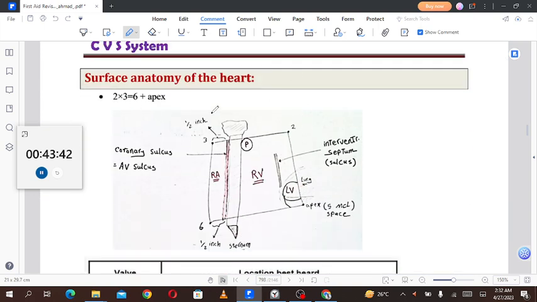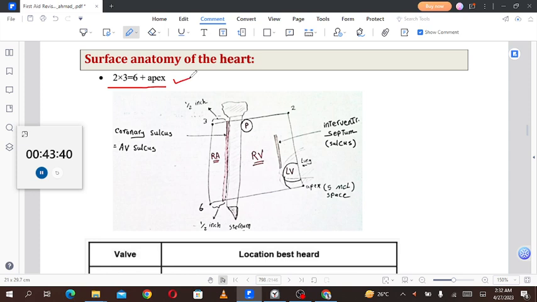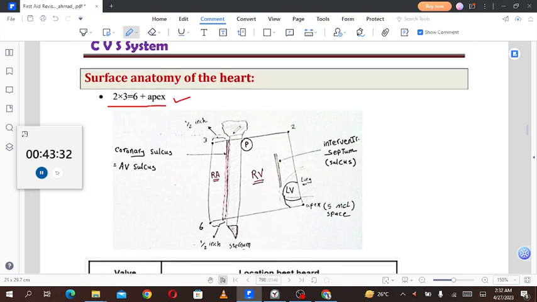Then we have the surface anatomy of the heart: 2 multiplied by 3 is equal to 6, plus apex. What does that mean? It starts from the second intercostal space. The interventricular sulcus is present near the mid-clavicular line. This is the right side and this is the left side. This is the second intercostal space, and this is the sixth intercostal space. On the right side it is tilted a bit, so on the left side it runs from the second to the fifth intercostal space, while on the right side it is from the third to the sixth intercostal space.